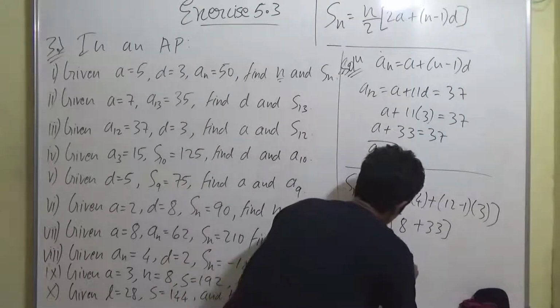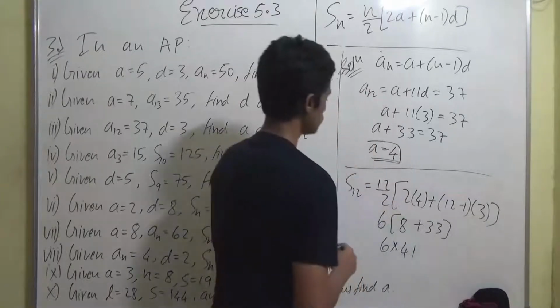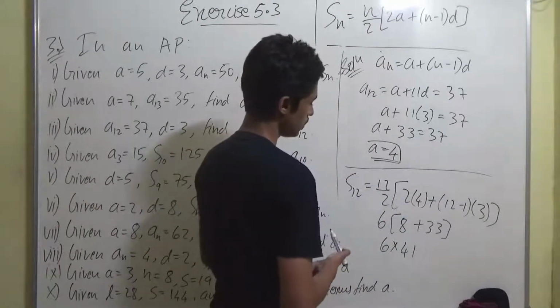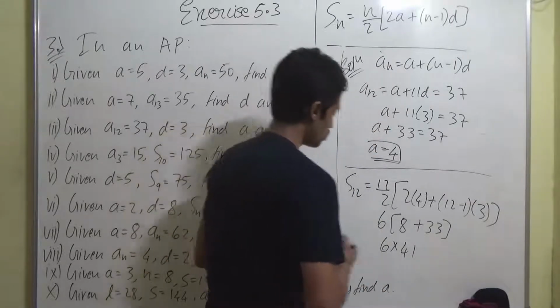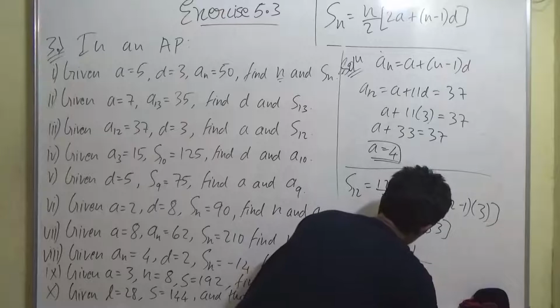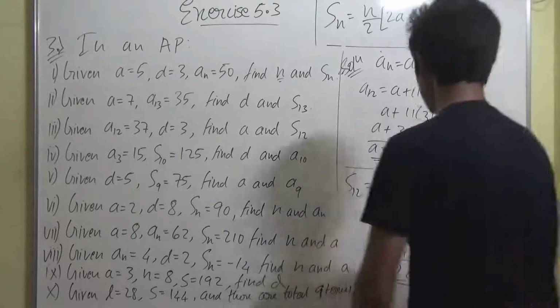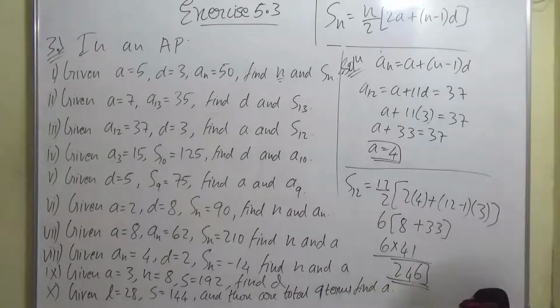So it will become 6 into 41, right? So this is going to become equal to 246. 6 into 4 is 24, so it's going to become 246. This is the S of 12 value, guys. So this was your third sub question's solution.